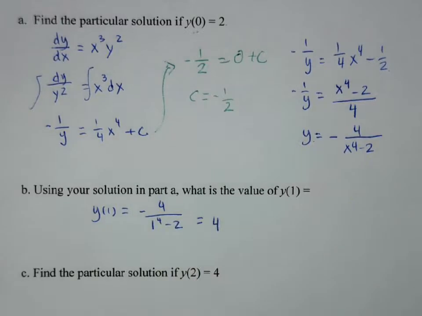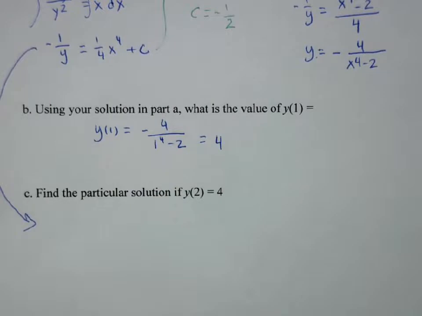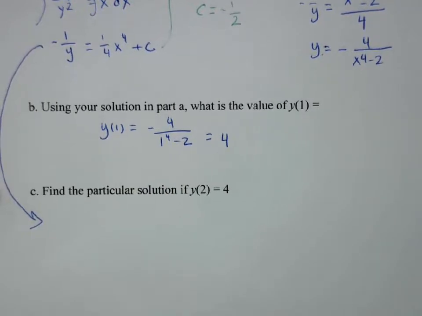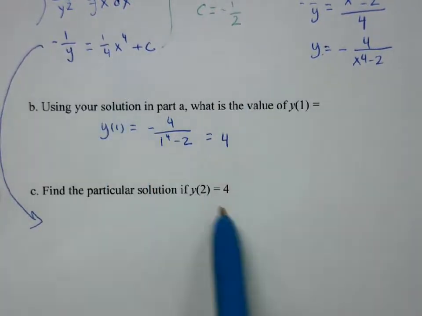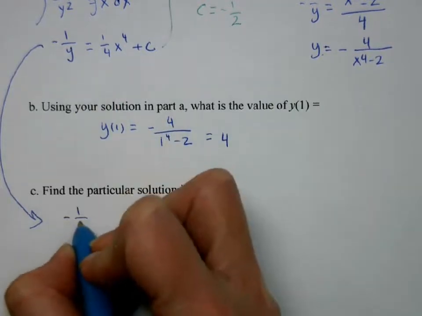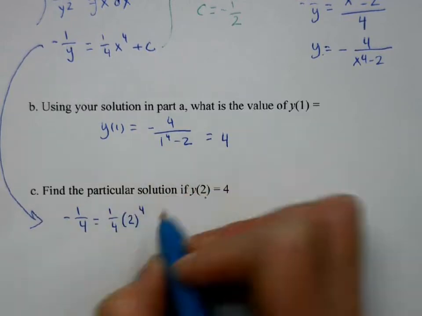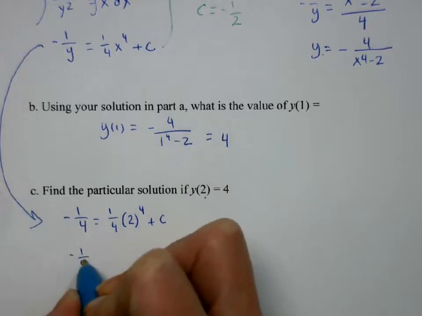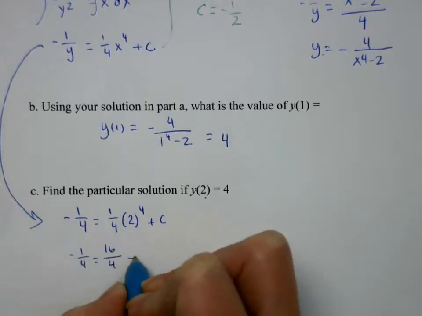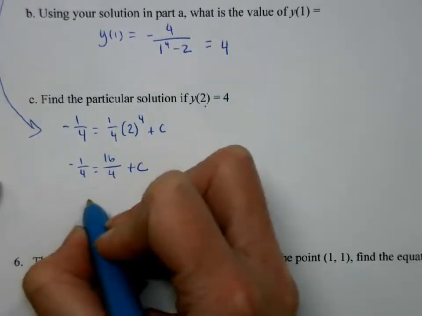Okay, now we're going to find the particular solution if y of 2 is 4. So up to this point, we have the same thing. Okay, I don't have to start from the beginning. I just need to plug in this into here or later on, but I'll just do it now. So negative 1 over 4 equals 1/4 times 2 to the 4th plus c. So negative 1/4 equals 16/4 plus c. So my c is going to be negative 17/4.